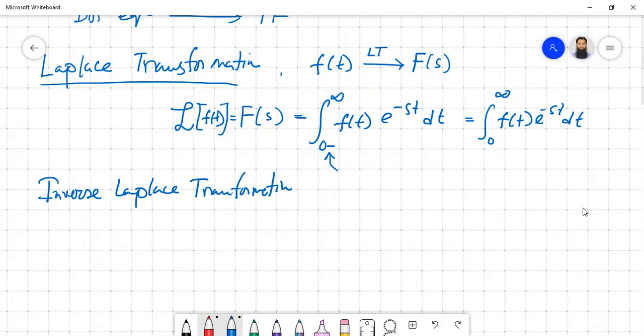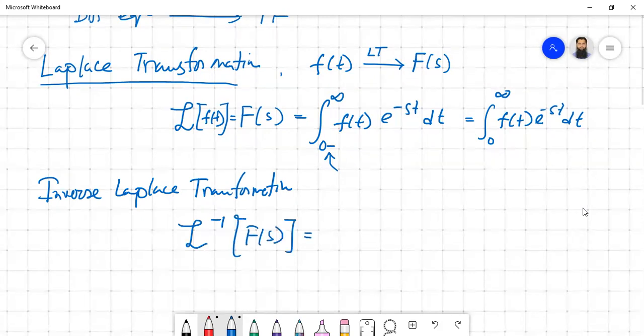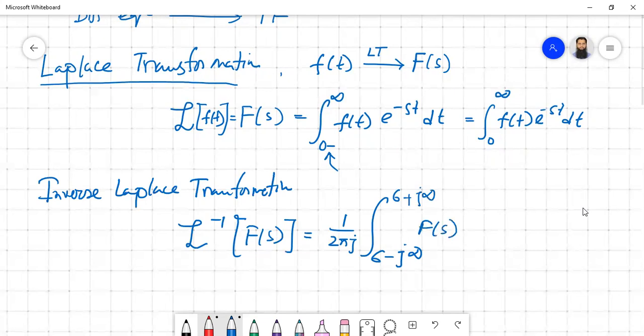So according to the formula, what we have is the inverse Laplace transformation. This time we are trying to find, from F(s), the f(t). So f(t) = 1/(2πj) times the integration from σ − j∞ to σ + j∞ of F(s) e^(st) ds. If you do that, you are going to get f(t), along with that, you will also have u(t).